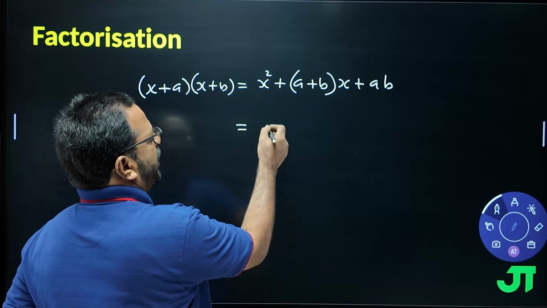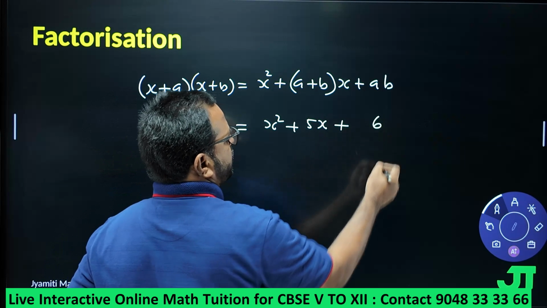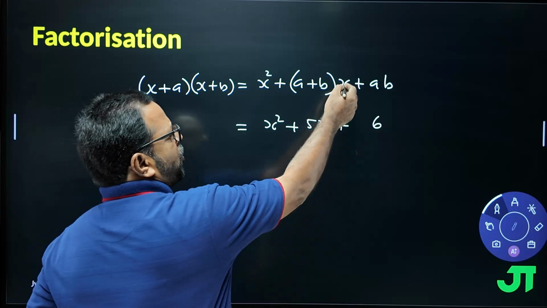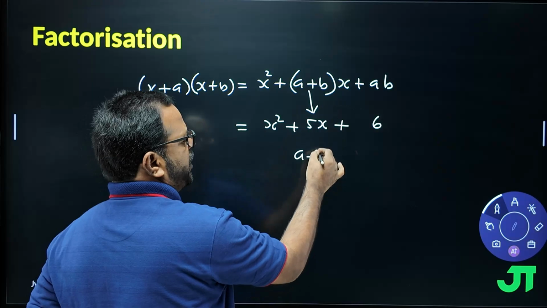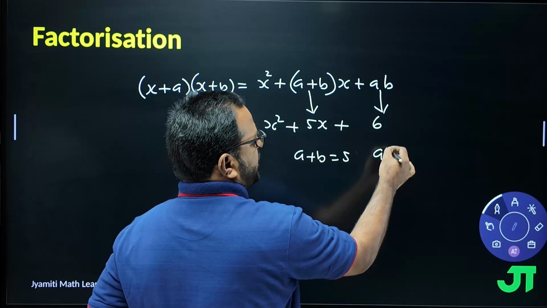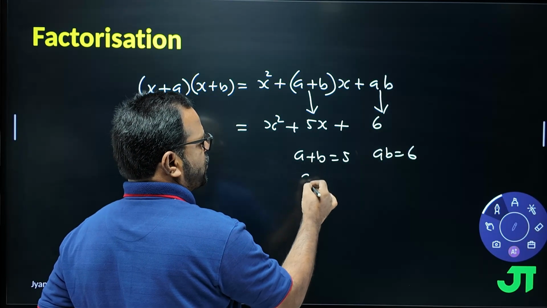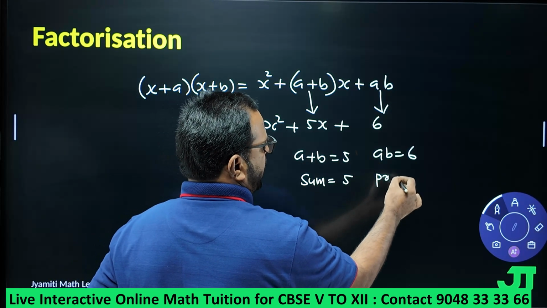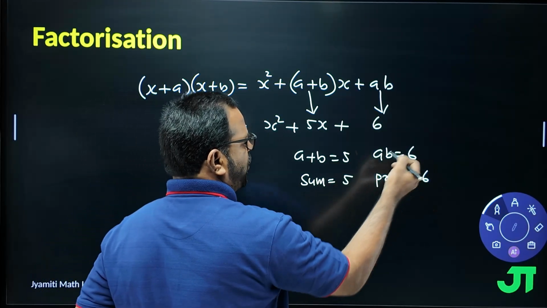Suppose we have x² + 5x + 6. Here the coefficient of x is 5 and the coefficient of x is a + b. So we can make an equation a + b = 5. We have ab = 6, that is, sum is 5. a + b means sum of a and b. So we can very easily find the sum is 5, and ab means product. Product is 6. There are two numbers whose sum is 5 and product is 6.